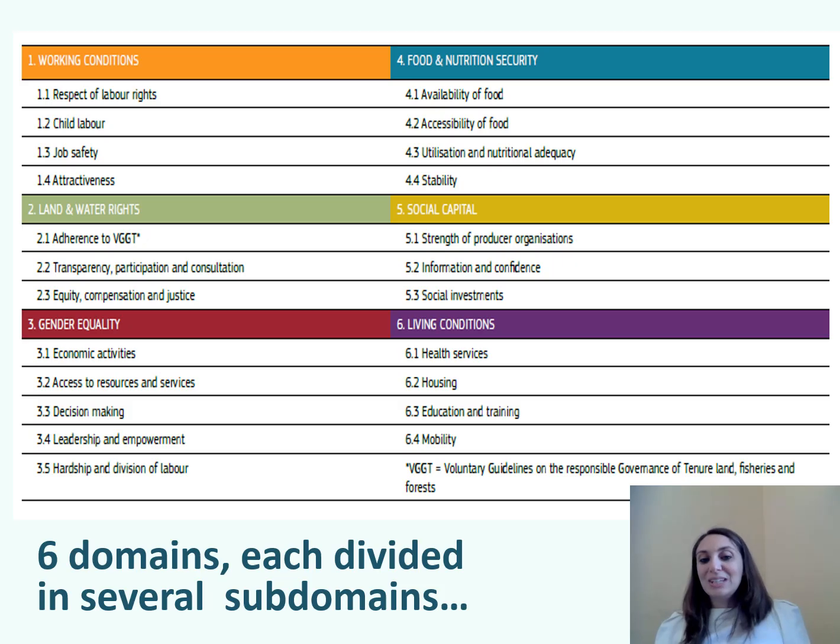We enter now into the social profile, so the tool that VCA4D constructed to support the social analysis. As we said, the social profile is divided into 6 domains: working conditions, land and water rights, gender equality, food and nutrition security, social capital, and living conditions. Each of the 6 domains is divided into several subdomains. And in this slide, and then in the VCA4D methodological brief, you have the full list of the subdomains.